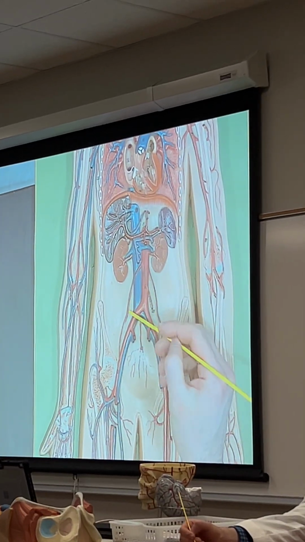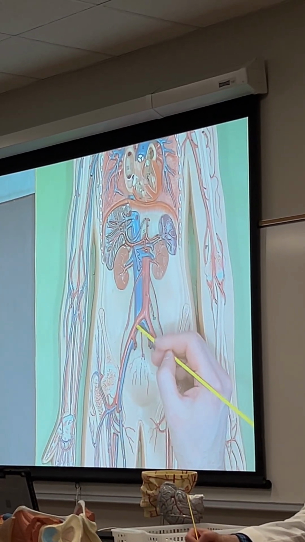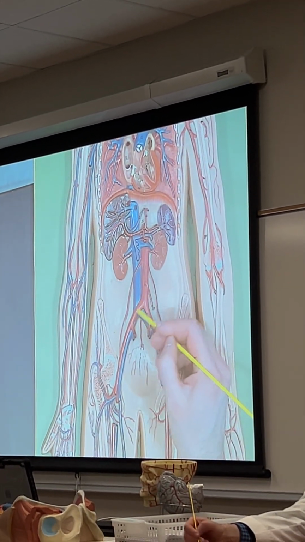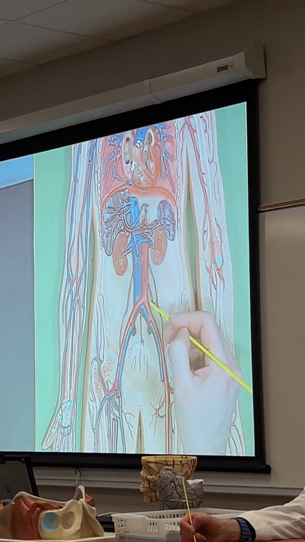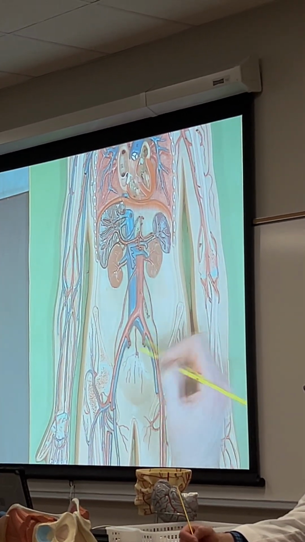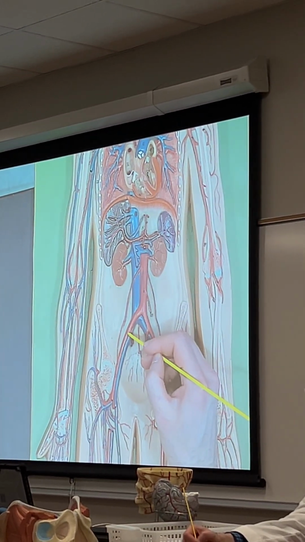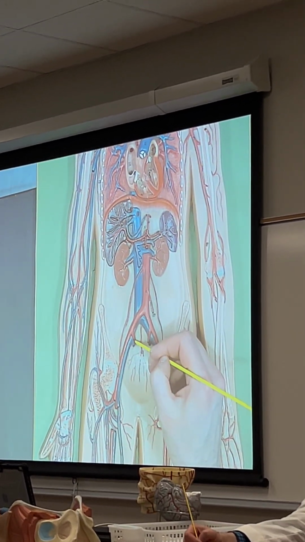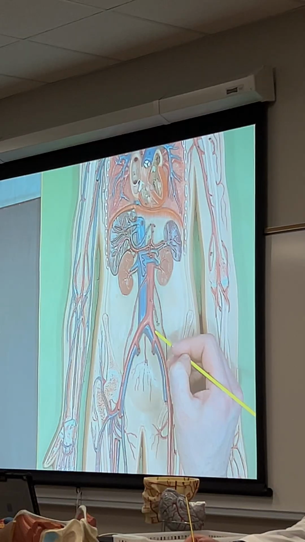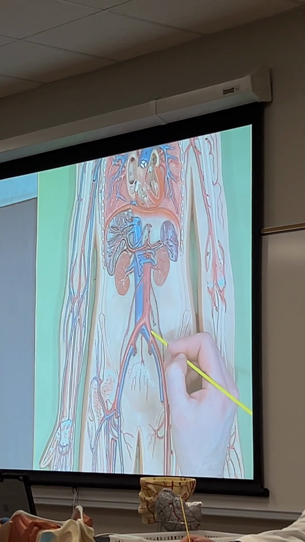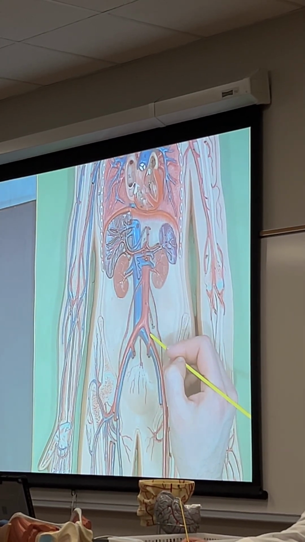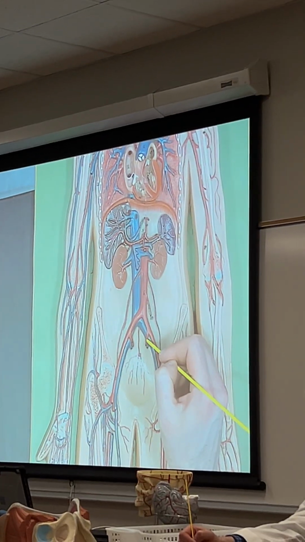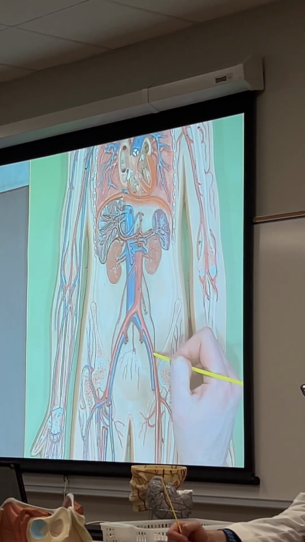All right, so here we have the branch point at the end of the abdominal aorta, where it branches into the right common iliac artery and the left common iliac artery. And then here very clearly we can see where the right common iliac artery branches into the right external iliac artery and the right internal iliac artery. And over here on the left, we can see how the left common iliac artery branches into the left internal iliac artery and the left external iliac artery.